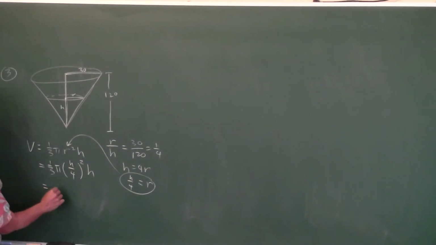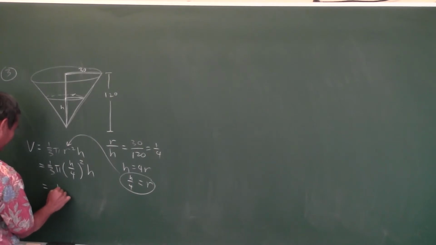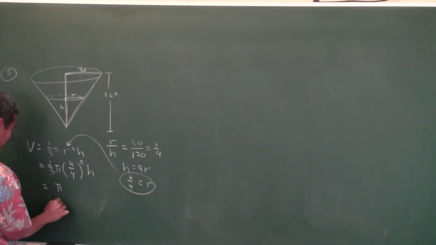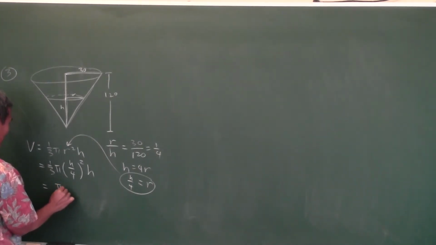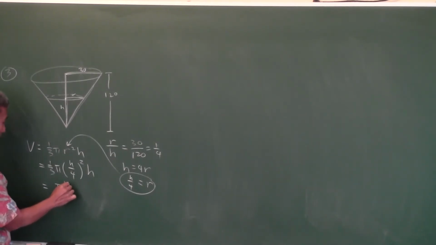Kang. You get... Enough of your stalling tactics. Pi h to the... 48.